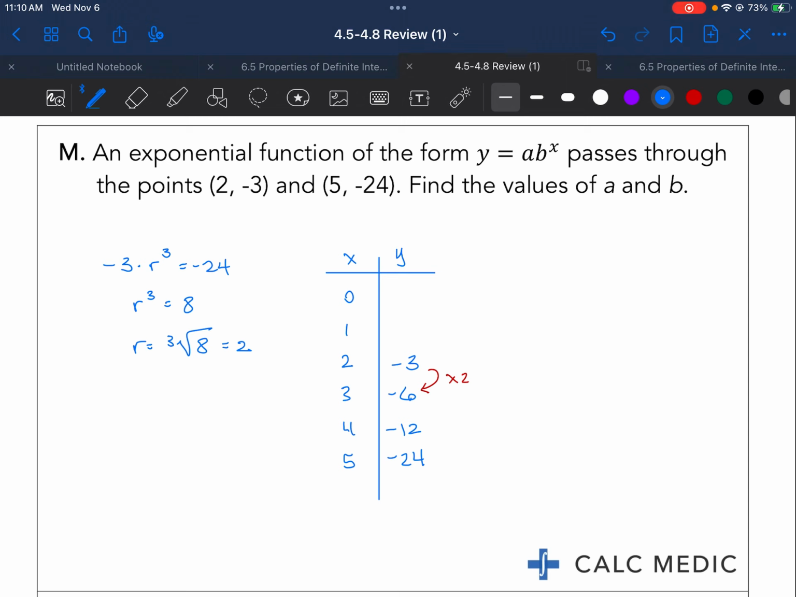So we can just divide by 2 to go backwards. -3 divided by 2 is -3 halves. -3 halves divided by 2 is -3 fourths. And I want to stop here because that's my y-intercept. So my equation can be y equals -3 fourths times 2 to the x power. There's a, and there's b.